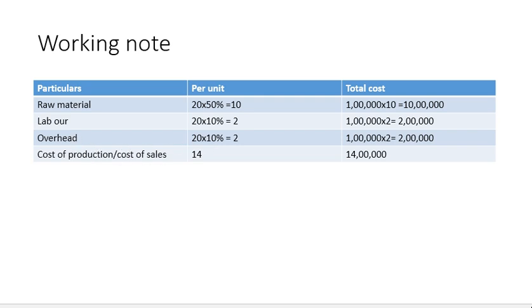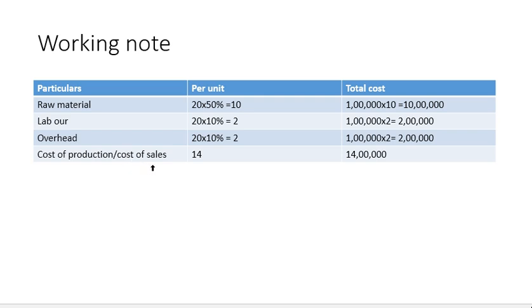Labor also it is 10%. When it is 10%, it is on selling price. So 20 into 10% is rupees 2. Now total cost is 1 lakh into 2, 2 lakh rupees. Again the overhead also, 20 rupees selling price into 10%, multiply you will get rupees 2. 1 lakh into 2 you will get 2 lakh.